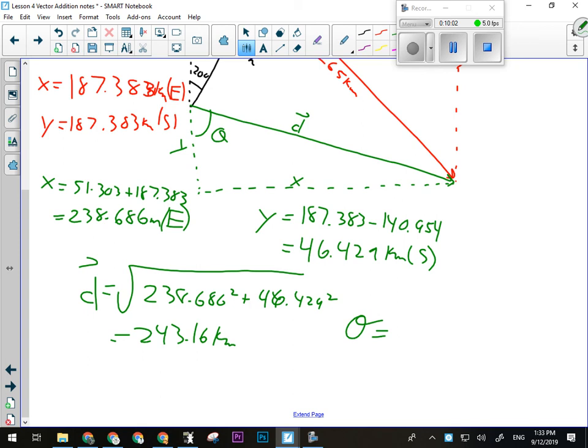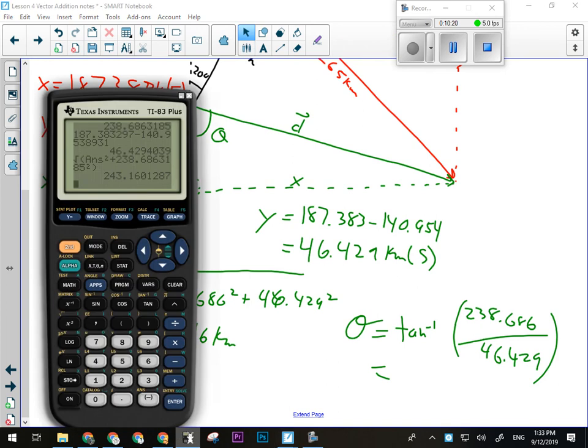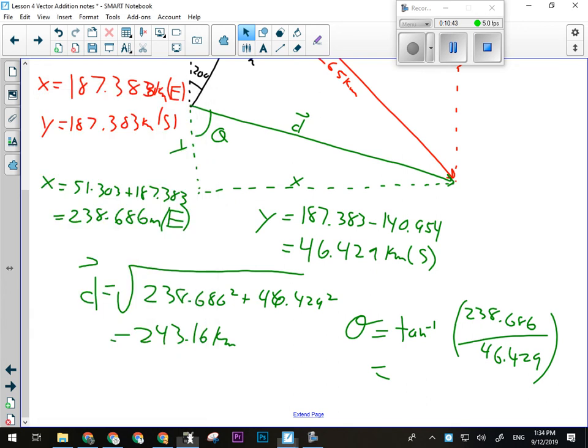kilometers. I've got to find the vector for that. Okay, the way I drew this, x is the opposite side, so I'm going to have tan to the minus 1 of 238.686 divided by 46.429, right? Because that's the way I drew the triangle, but you may have drawn it the other way. Okay, so I'm getting here for my angle to be 79 degrees.